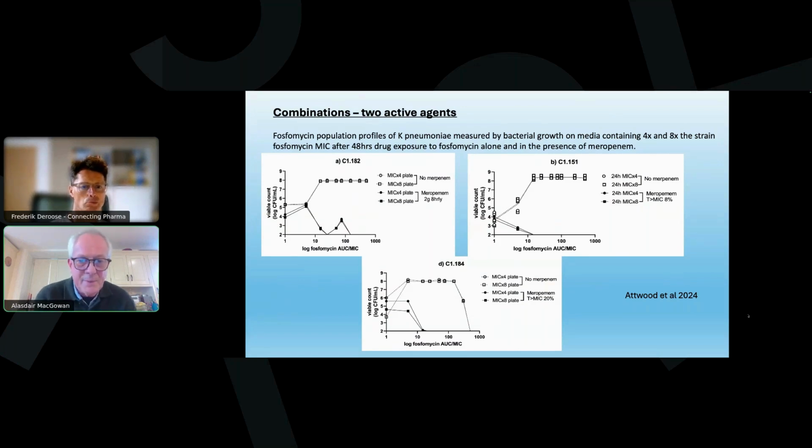Only in the strain in the bottom panel do you see the inverse U appearance, because with strains A and B in the top panels, you actually can't give enough fosfomycin to inhibit the strains. So you sort of get half of the U, if you like. However, if you add meropenem, the combination, you get much less emergence of resistance to fosfomycin. In fact, you can more or less shut it off.